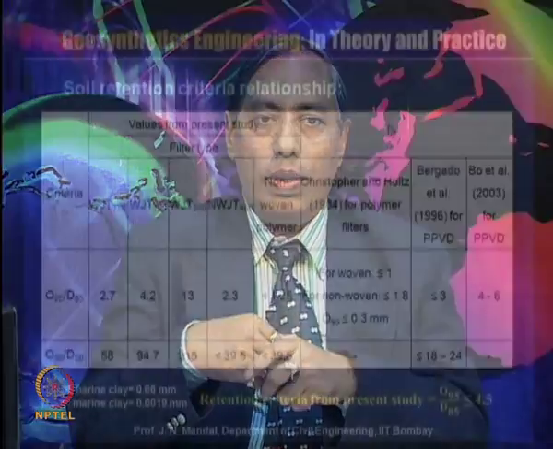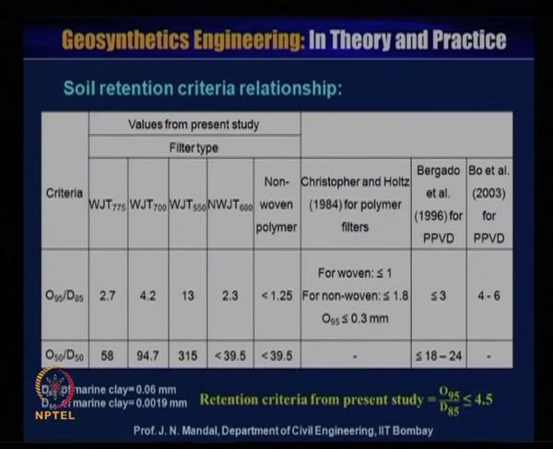Soil retention criteria, this is very important. From the present study we have the criteria O95 by D85 and O50 by D50. This is the filter type, this is the all natural geotextile prefabricated vertical drain, and this is the non-woven polymer drain.